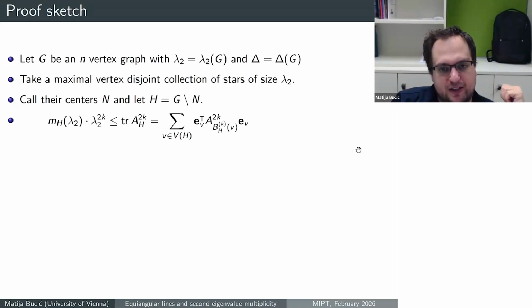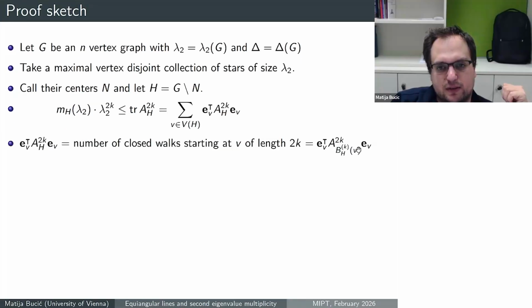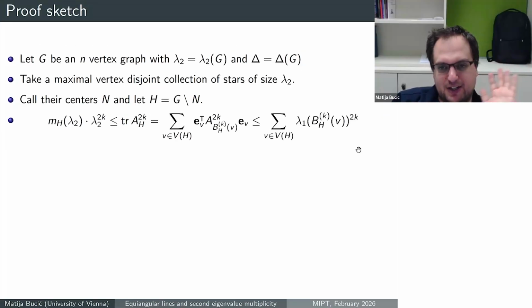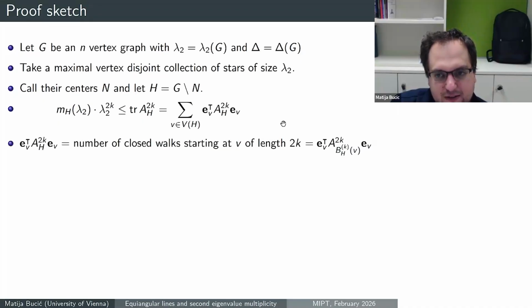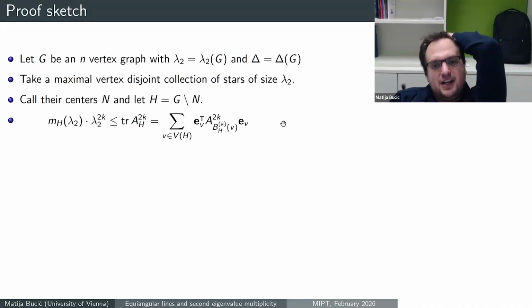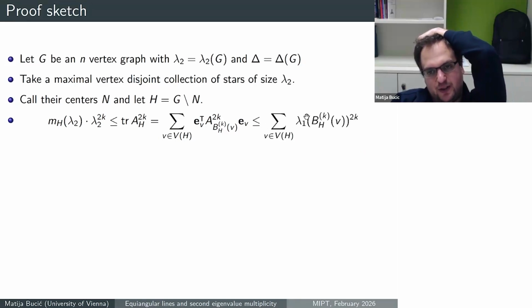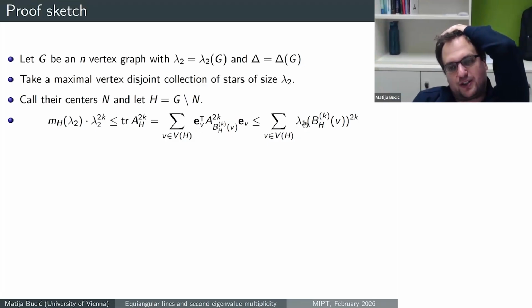Okay, wait, what's happening? So I just plugged into this expression, into H, I plugged in the ball instead of the graph H. And now I use the variational definition of lambda 1, namely that any quadratic form of this form is always smaller than the largest eigenvalue of that subgraph.